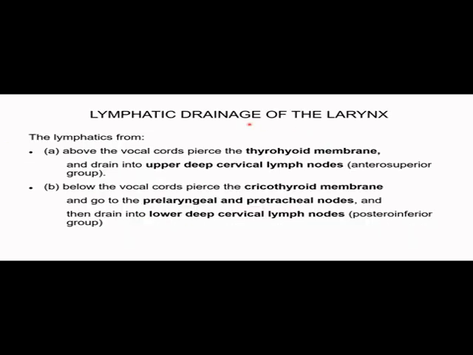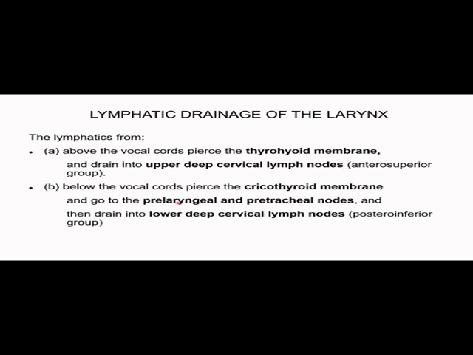Now what is the lymphatic drainage of the larynx? Again, above and below the vocal cords we have to describe. Above the vocal cords, they drain into the upper deep cervical lymph nodes. And while draining into the upper deep cervical lymph nodes, the lymphatics have to pierce the thyroid membrane.